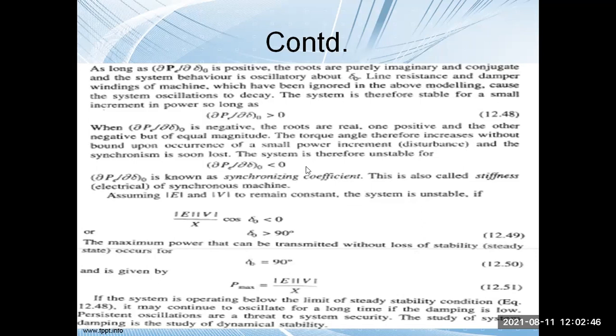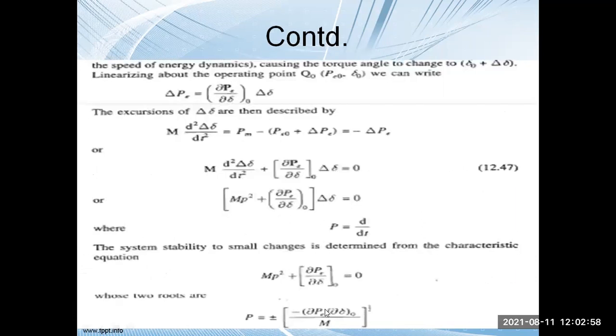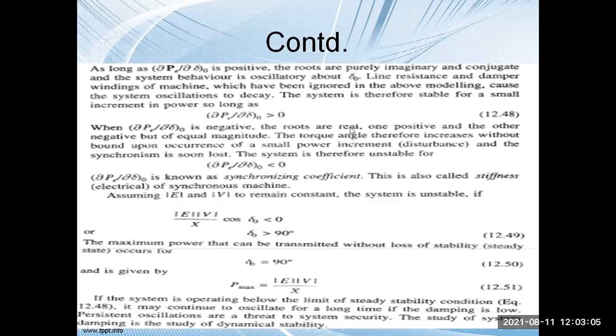Now the next case. There are three cases basically. First it is positive, and then it is negative, let us say. So delta P by delta delta is negative, means this particular thing is negative. If this is negative, this becomes positive. So this becomes positive, what will happen? The roots are real. The roots will not be imaginary. One will be positive, another will be negative. So the torque angle therefore increases without bound upon occurrence of a small increment, and the synchronism is soon lost.